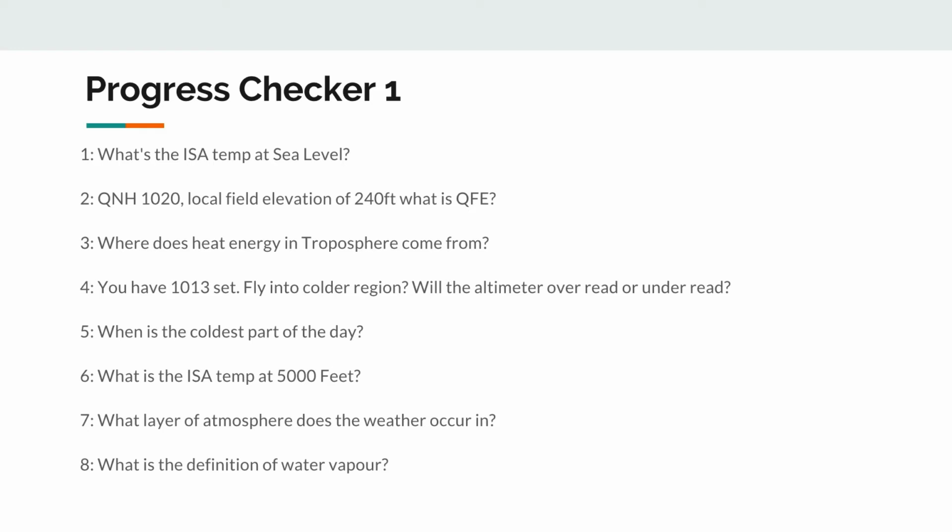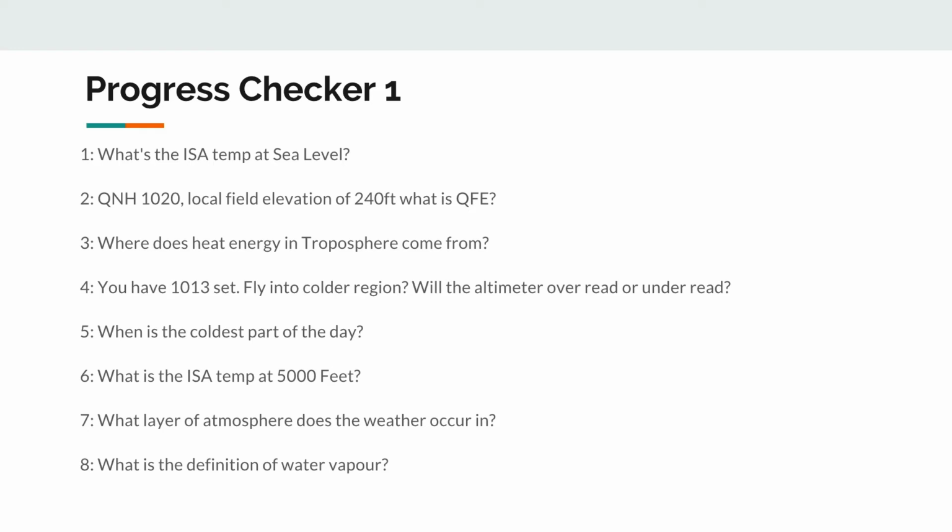Where does the heat energy in the troposphere come from? Well, it's radiated heat via the Earth's surface from the sun. You have 1013 set, you fly into a colder region, will the altimeter overread or underread? It will overread. When is the coldest part of the day? It's just after sunset. What is the temperature at 5,000 feet? 5 times 2 is 10, take that away from 15, you get 5. What layer of the atmosphere does the weather occur in? The troposphere.